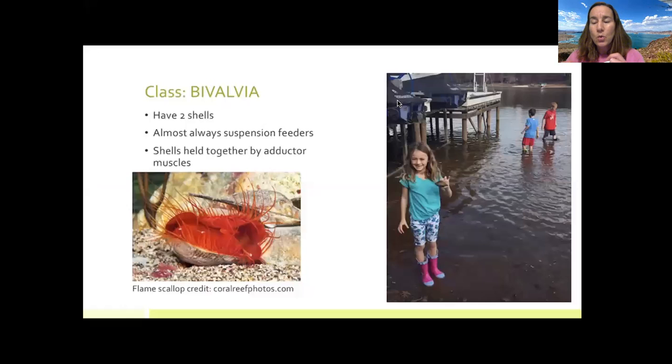Okay, so we have the class bivalves, and it has bi in the name, so it's got two, it means two, and it's got two shells. Bivalves are two shells. So these guys are filter feeders, suspension feeders. Those shells are going to be held in place. They kind of look like those lamp shells that we talked about when we saw moss animals and ribbon worms in the previous video, but these are different. They are going to have their shells hold together by adductor muscles. There's going to be one at the front and one at the back.